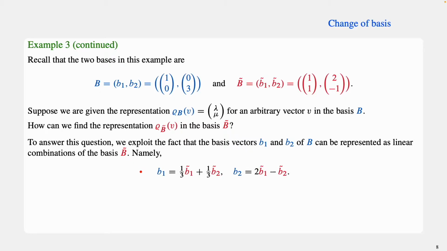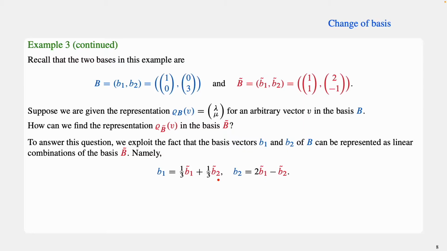So we do this: b1 is in fact 1/3 b1 tilde plus 1/3 b2 tilde, and b2 is 2 times b1 tilde minus b2 tilde. Now how do we find this? Either by taking a good look at the vectors and doing a little bit of guesswork, or by solving two linear systems to write b1 and b2 as linear combinations of b1 tilde and b2 tilde.